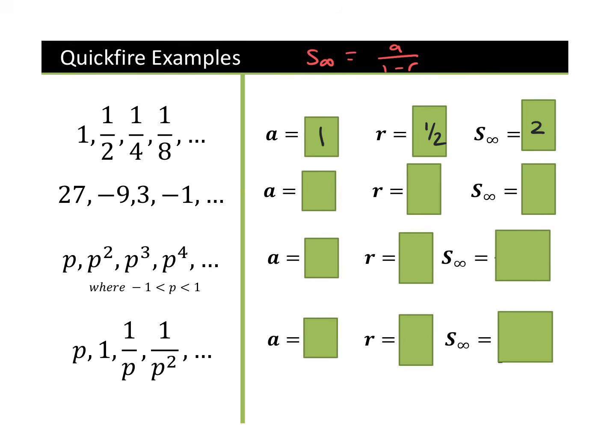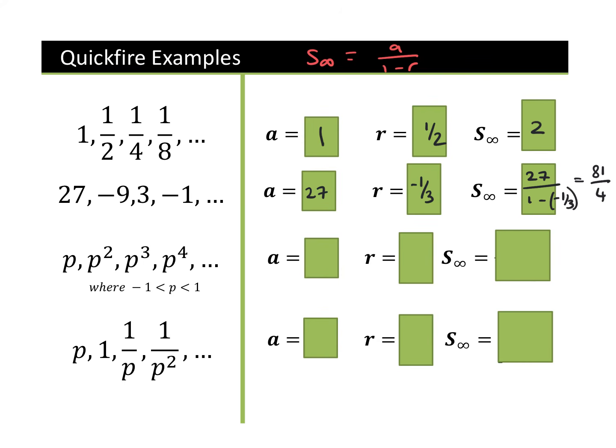My sum to infinity is 2. For the second one, my a, 27. What is my r? -1/3. My sum to infinity is 27 over 1 minus -1/3, which is going to give me 81 over 4. So if you were to keep going forever and add these up, this is what it's going to eventually try to converge to. Get as close to this number as possible.